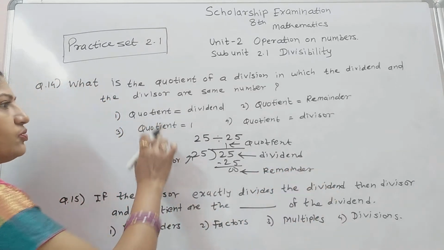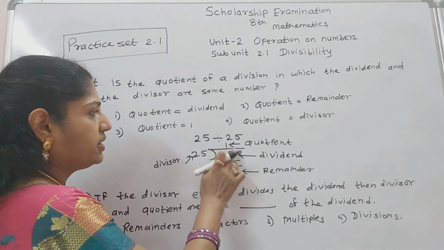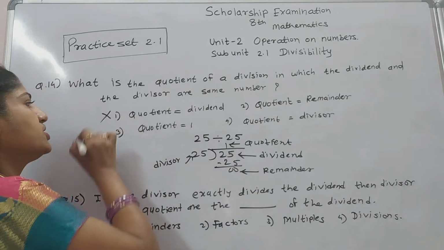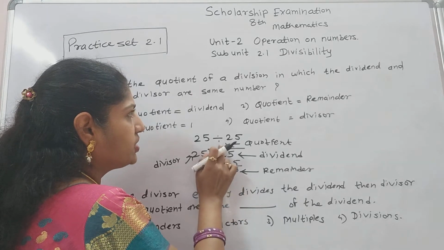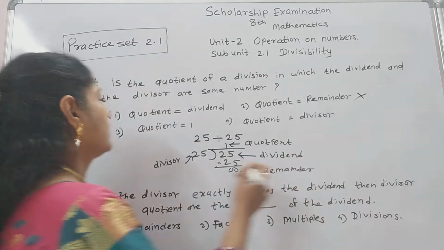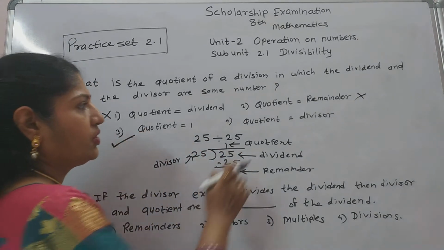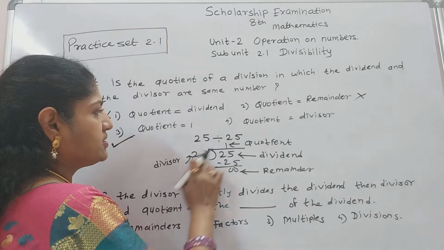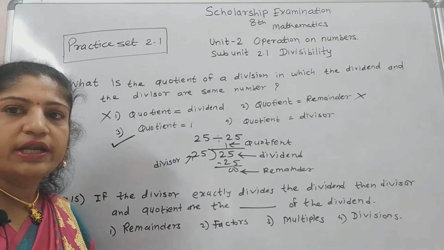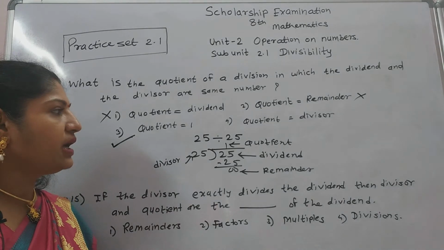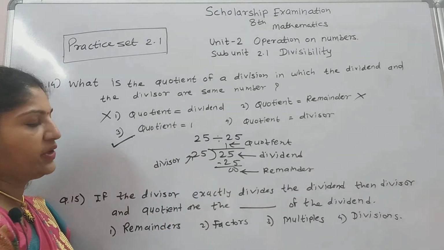Now check the 4 options. Quotient and dividend are equal? Not equal, so this option is wrong. Quotient equal to remainder? Not. The quotient is not 0. Quotient equal to 1. This is the correct option. Quotient equal to divisor is also wrong. When dividend and divisor are equal, the quotient is 1. So option 3 is the correct answer.